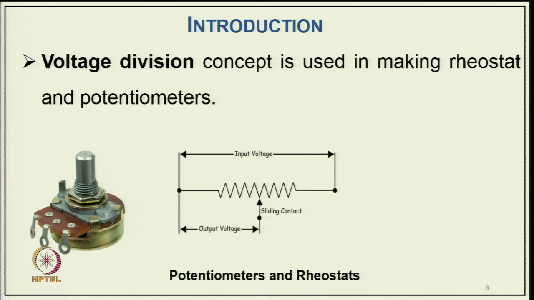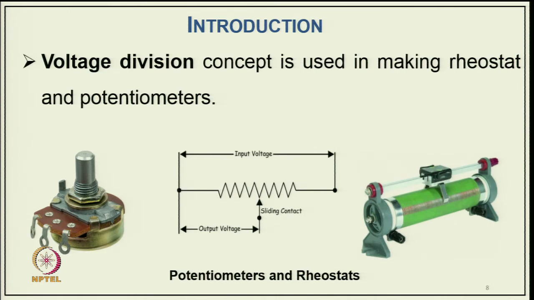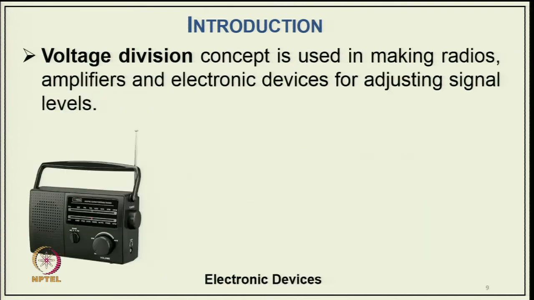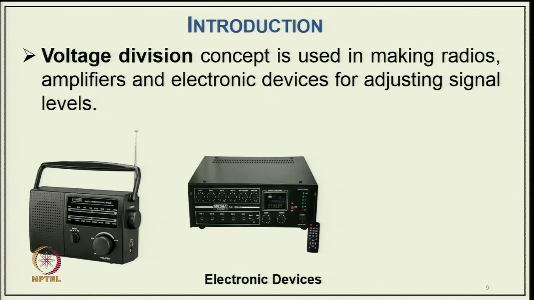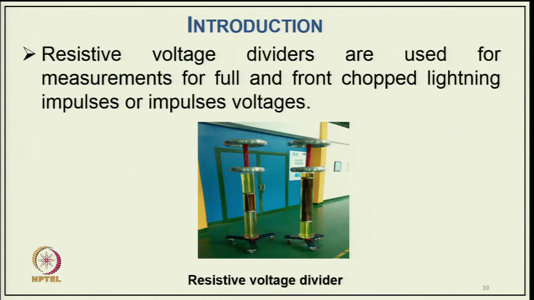You can take part of the resistance as an output from this, giving the input to this, and you might have seen the rheostat in the laboratory, which we use for dividing the voltage. Then the voltage division concept is also used in making radios, amplifiers and electronic devices for adjusting signal level, and in the printed circuit boards of these circuits.